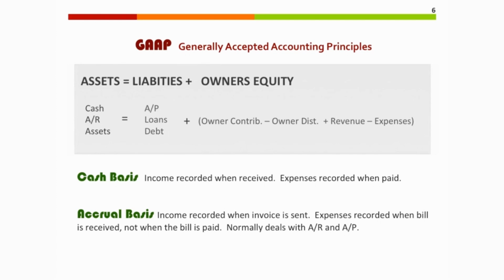Assets are things like cash, your accounts receivable, and any fixed assets of your business. Liabilities are your accounts payable, any business loans you have, and business debts. Owner's equity is generally the equity you have in your business, but it's expressed here, it's made up of owner's contributions minus your owner's distributions plus revenue minus expenses.